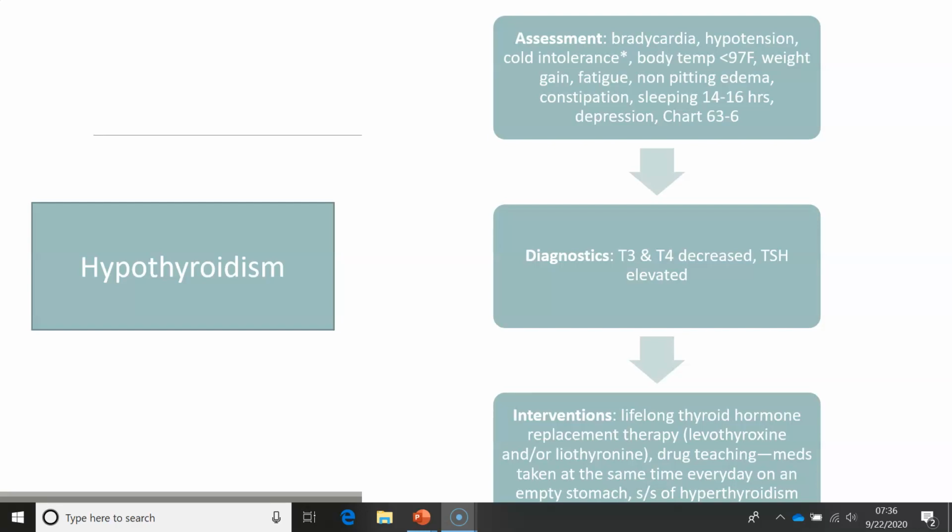Among the interventions for this is lifelong replacement therapy. The big nursing intervention here is, again, patient teaching for their medications, to make sure they're taking them at the same time every day on an empty stomach. Most of the time, these patients take this medication prior to breakfast.